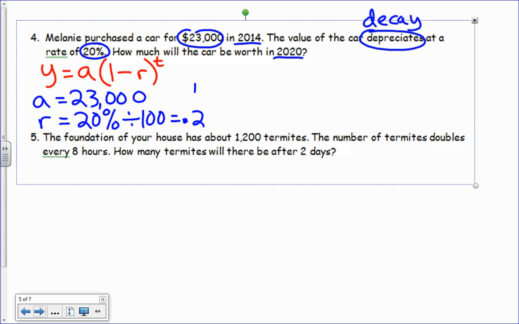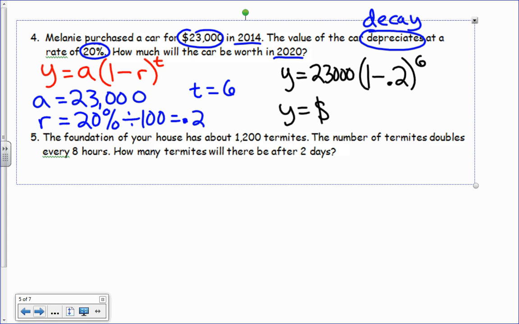The T value is the time from 2014 to 2020. Well, if you subtract those dates, you get 6 years. So we're going to take those 3 numbers and plug them in. We've got Y equals 23,000 times 1 minus 0.2 to a power of 6. Make sure you put 0.2 and not 0.02. Punch those in. Again, this is value in money, so you want to round to the second decimal place.